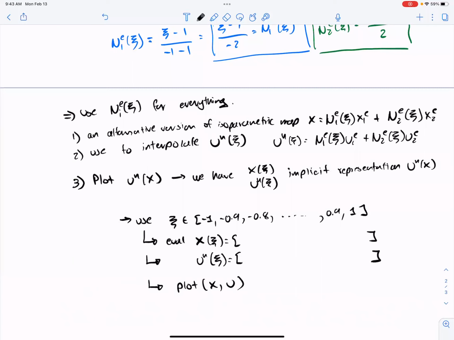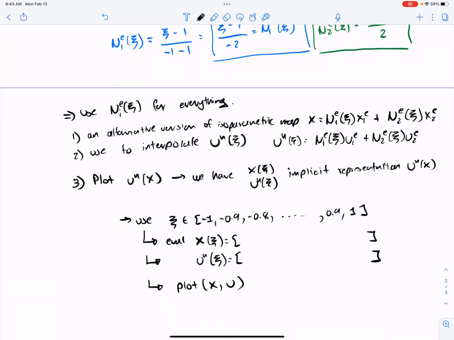So I don't need an explicit function for u as a function of x because I have both x as a function of xi and u as a function of xi. What I do is I just set an array of xi's, 100 points or 20 points or however many points you want, and I evaluate independently both the x and the u, and then I just ask Python to plot them. This is the third problem of your homework.